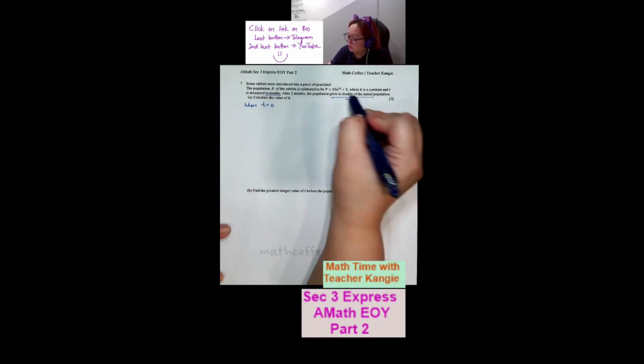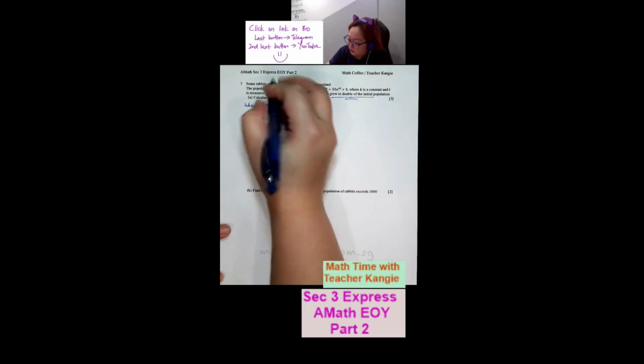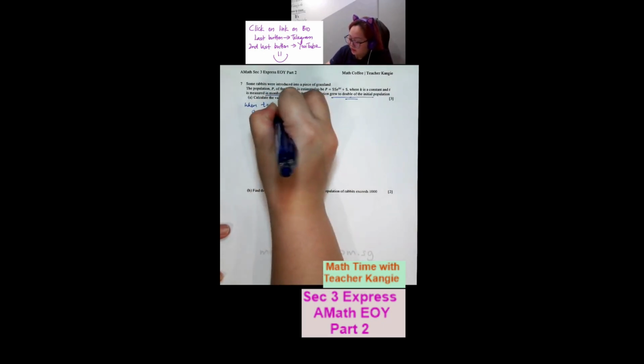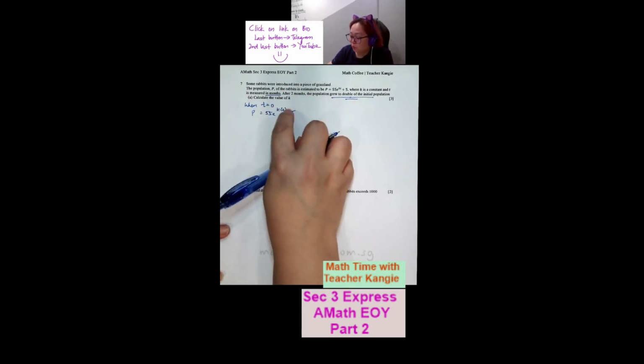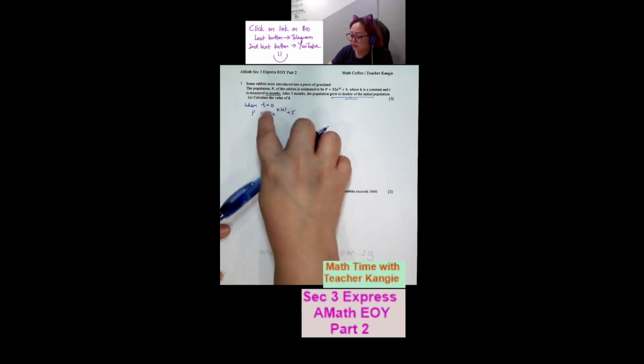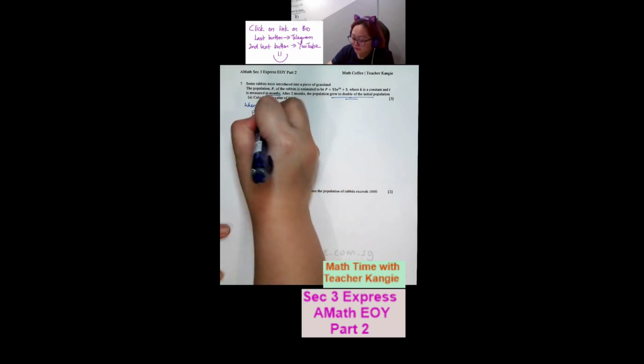When t equals 0, my P equals 55 e to the power of k times 0 plus 5. e to the power of 0 is 1. So 55 times 1 is just 55. 55 plus 5 is just 60.